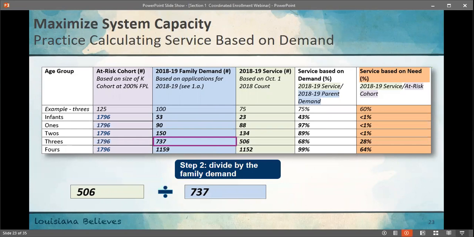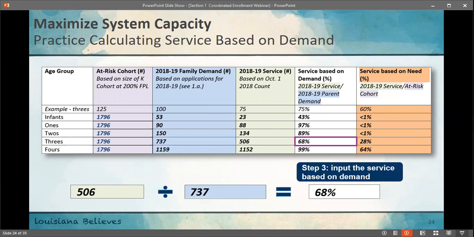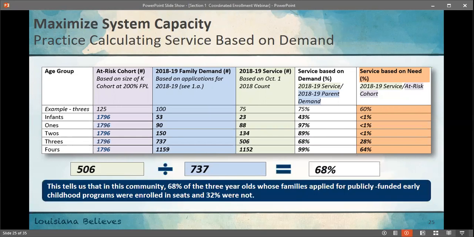Step two is to divide by the family demand. This is the number of families who have applied for services within your network. And then finally, input the service based on the demand. So we have 68%. Basically, this tells us that in this community, 68% of the 3-year-olds whose families applied for the publicly funded early childhood programs were actually enrolled in seats. But it also gives us information on the gap, which is 32% were not.